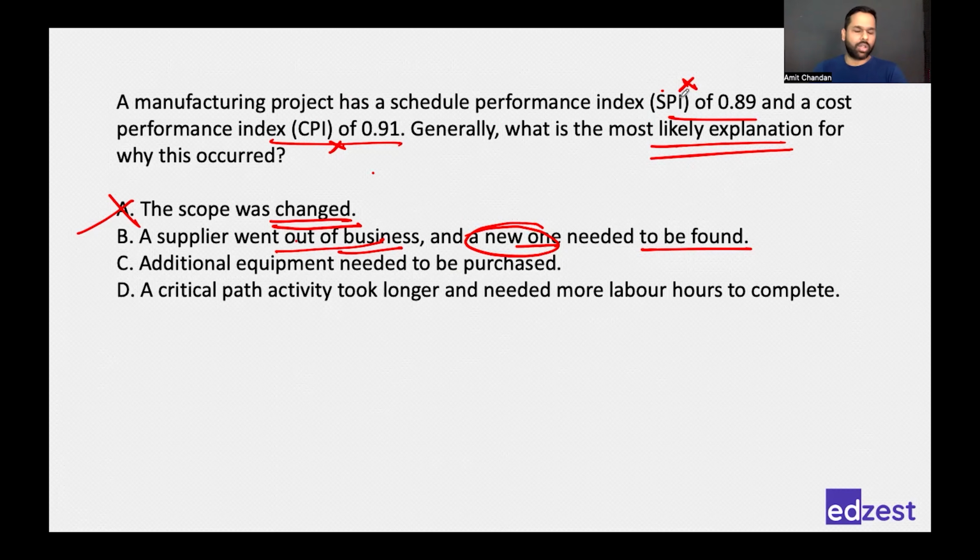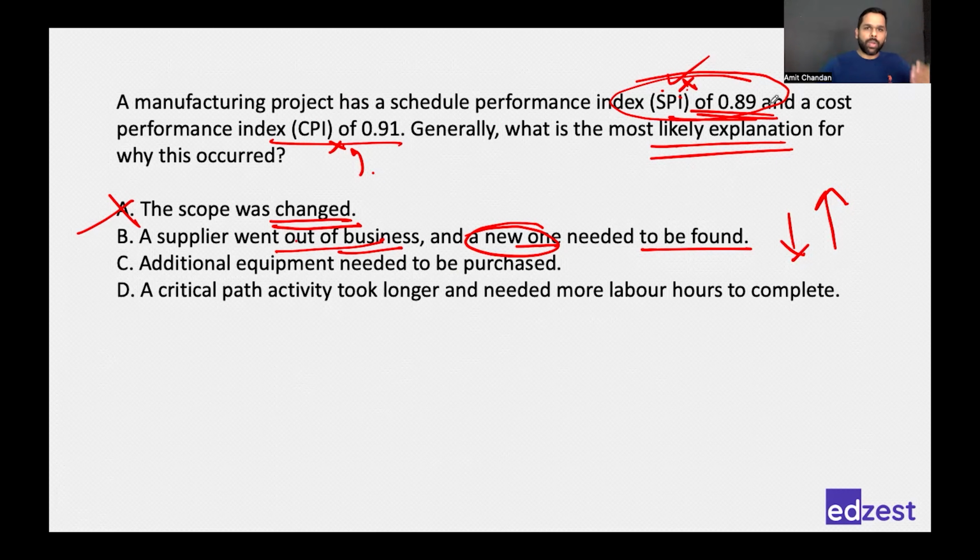Certainly, it will impact the schedule for sure in a bad manner because I am doing some extra work than what I had planned. So it will definitely impact my schedule. That is for sure. So this could be a likely explanation for a schedule. But what do you know about cost? We don't know. Maybe the new supplier is less costlier, or maybe the new supplier is faster as well. So it may not impact my SPI as well.